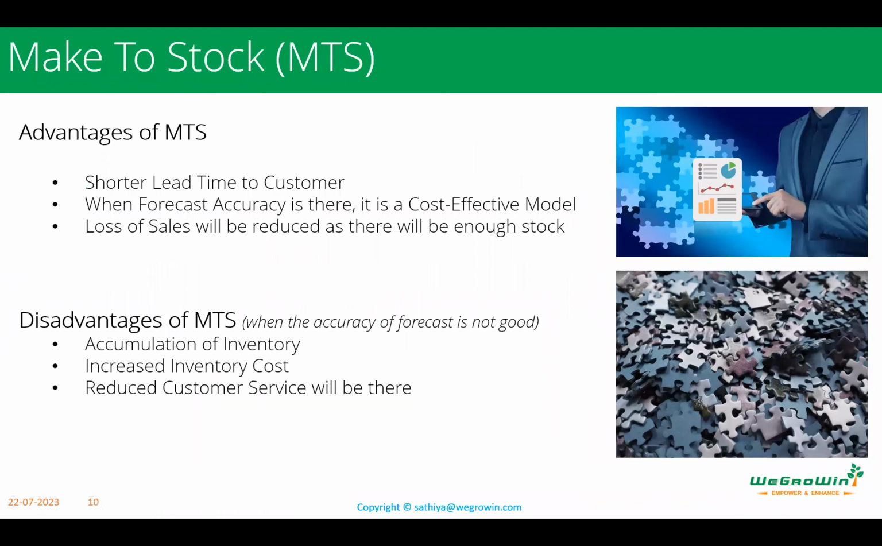Okay, so that is shorter lead time when the forecast is good, which means what you forecast is the same thing that is sold, and loss of sales will be reduced because you have the stock. At the same time, accumulation of inventory is there because you keep these things, but if the customer is asking for something else, the other things will remain the same. Inventory will increase because you keep it as a finished product, and customer service may also get affected. These are the disadvantages, especially when the forecast is not good.